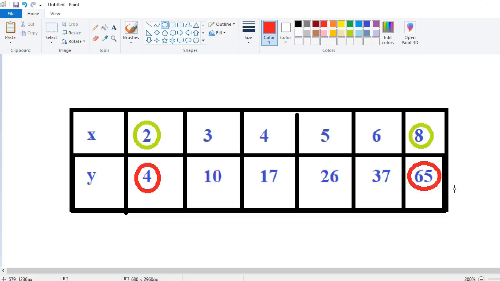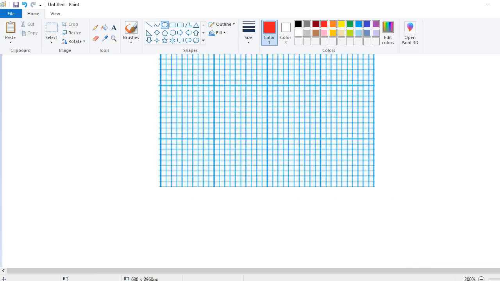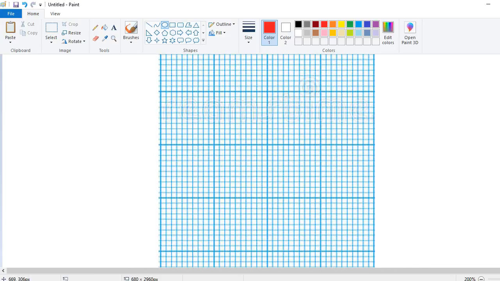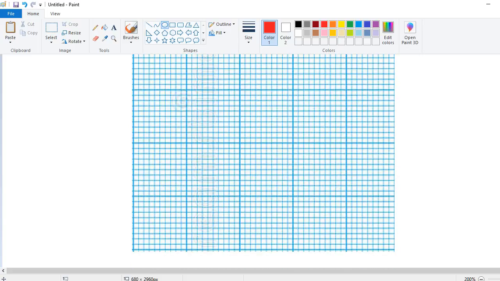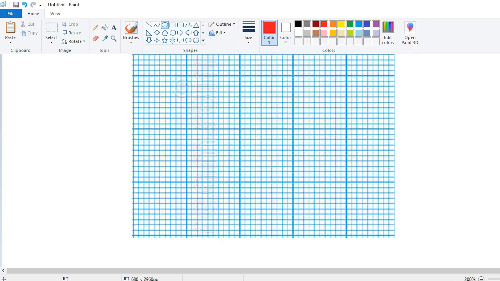And this can guide how you orient your paper. Looking at this one, you see that our longer side is vertical and our shorter side is horizontal. If you realize that there's a bigger range within your horizontal data, you may want to orient your paper so that the longer side is horizontal and your shorter side is vertical. So you'll be putting your vertical scale on the shorter side of your paper.